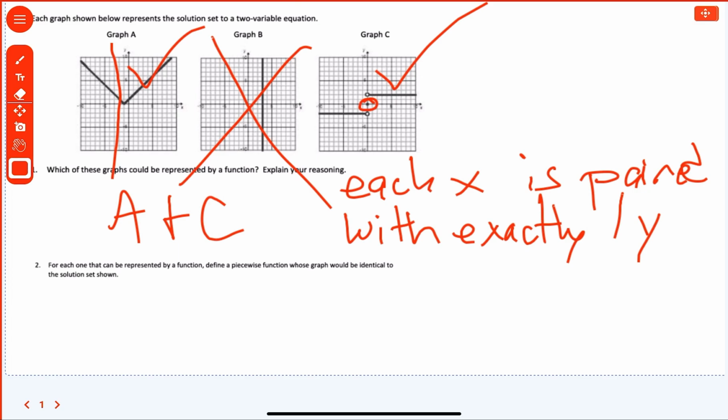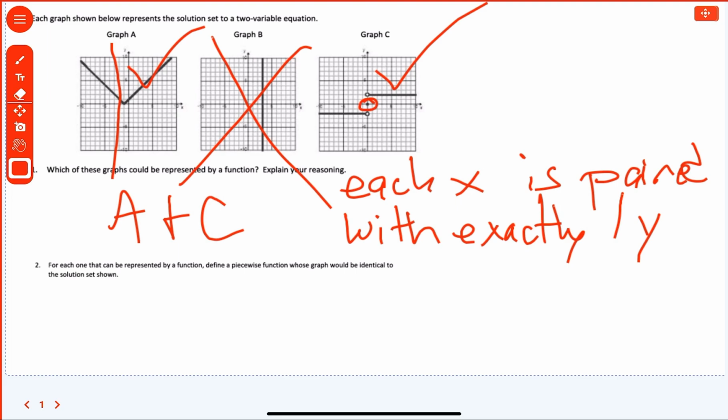Okay? Now, number 2. For each one that can be represented by a function, define a piecewise function whose graph would be identical to the solution set shown. Okay. So, hold on. For each one, so for each graph, we're going to have to represent that. Well, not each graph, that graph A and graph C. How do we represent that?